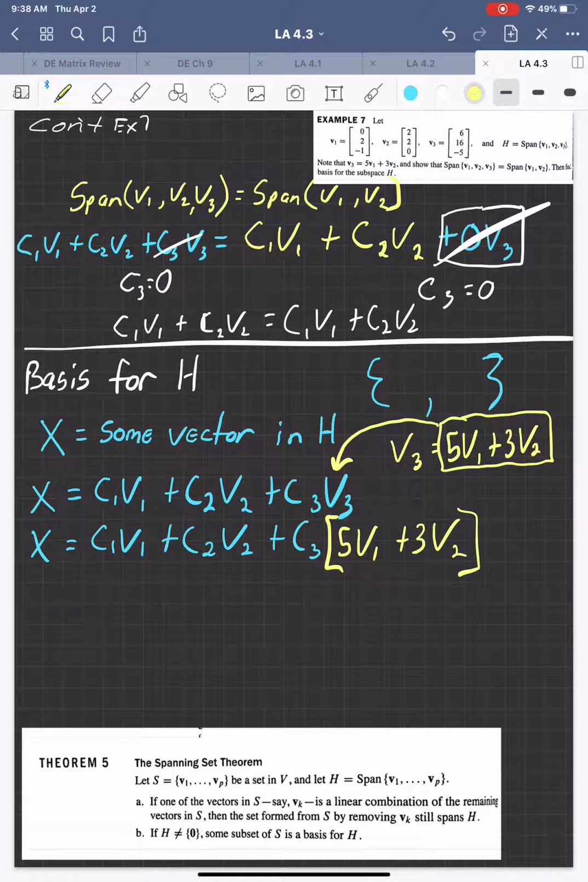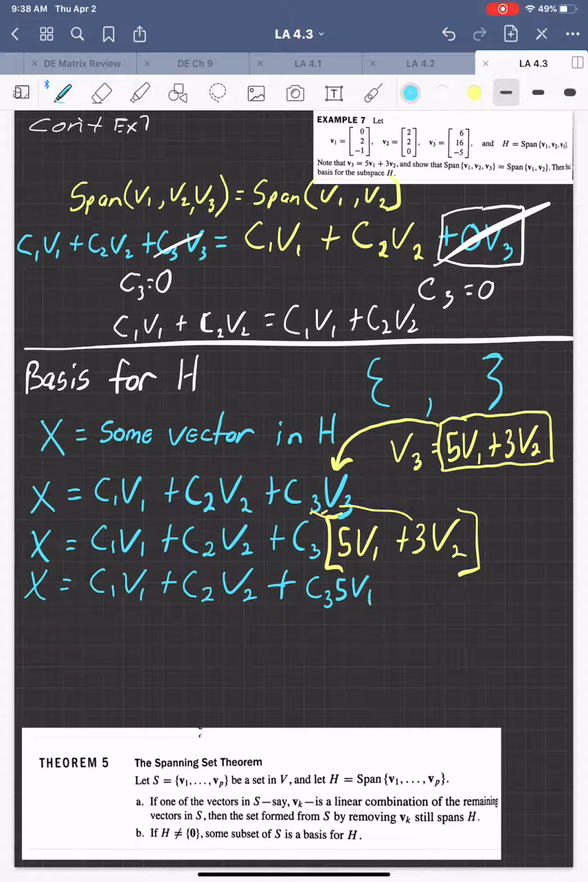With me so far? Potentially. All right, I'm going to distribute the c sub 3. So let's write that. Almost there. So x is equal to c sub 1 times v sub 1 plus c sub 2 times v sub 2, plus, I'm just going to write that as c sub 3 times 5 v sub 1 plus c sub 3 times 3 v sub 2.